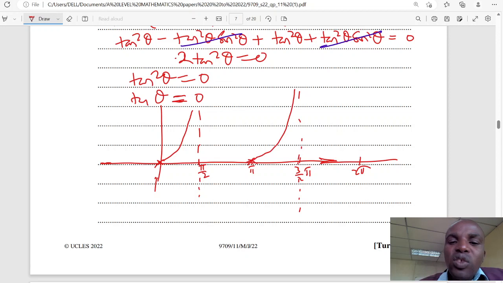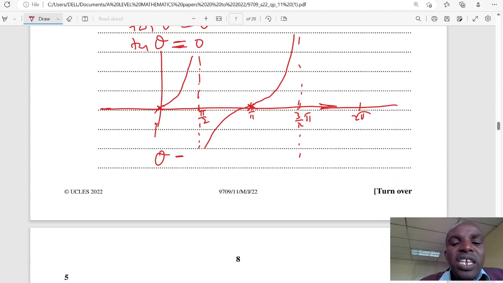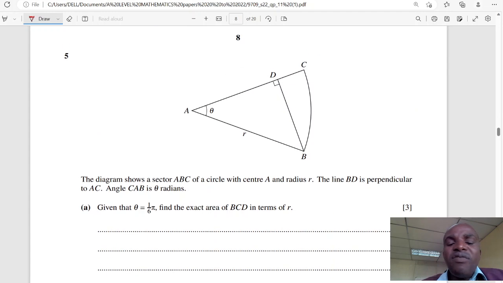Then tan 270 is an asymptote. So there are asymptotes at pi over 2 and 3 over 2 pi. So if you can check, the value that is in the range is pi. So our theta is equal to pi. Done. Next part, question number 5.